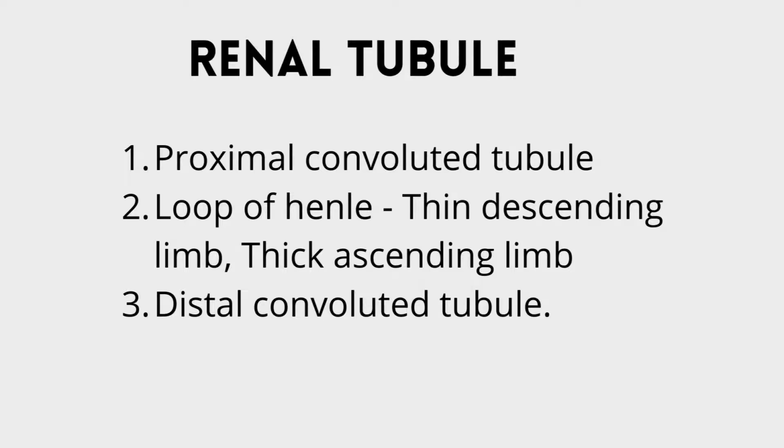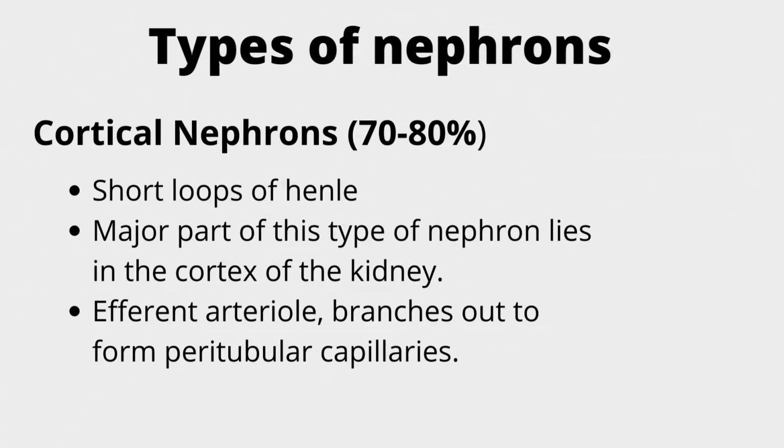the loop of Henle, which is again divided into the thin descending limb. There's actually a small thin ascending part which I didn't add, but it's there. And then there's the thick ascending limb, and also the distal convoluted tubule. The types of nephrons: there are two types of nephrons, cortical nephrons and juxtamedullary nephrons.